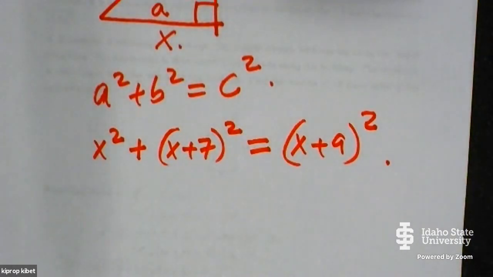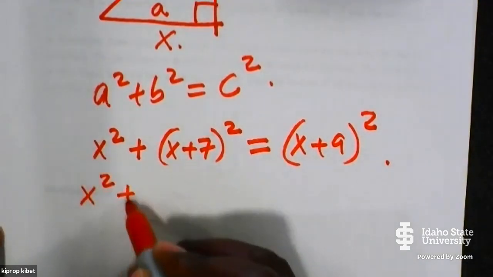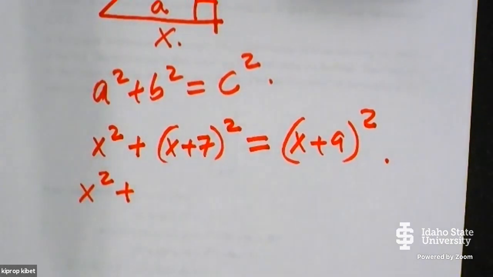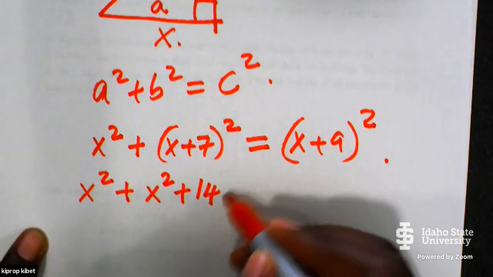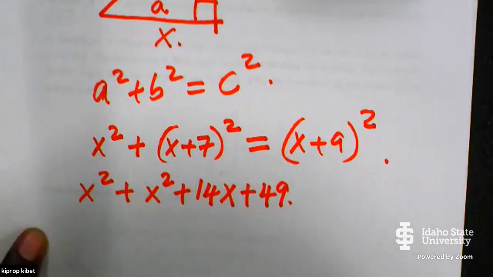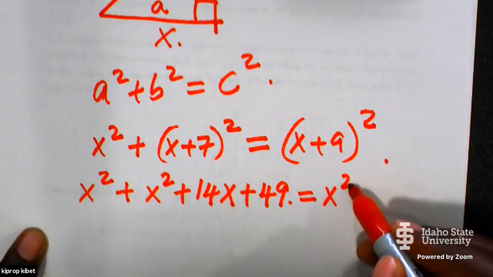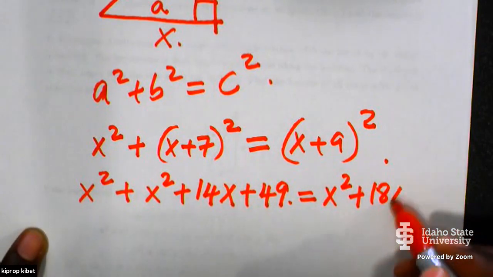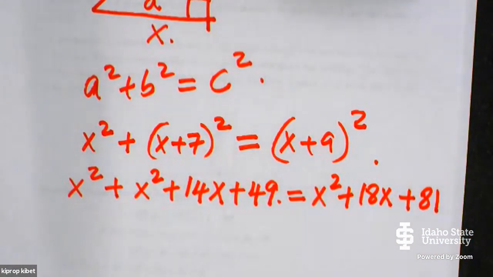Now you open the brackets. So x squared plus, x plus 7 squared is what? We have x squared plus 14x plus 49, equals x squared plus 18x plus 81, right?